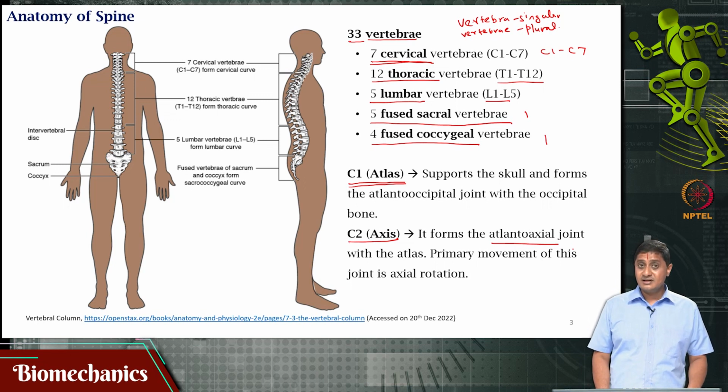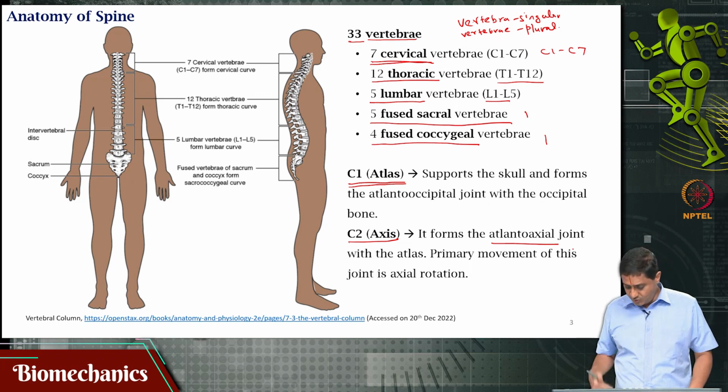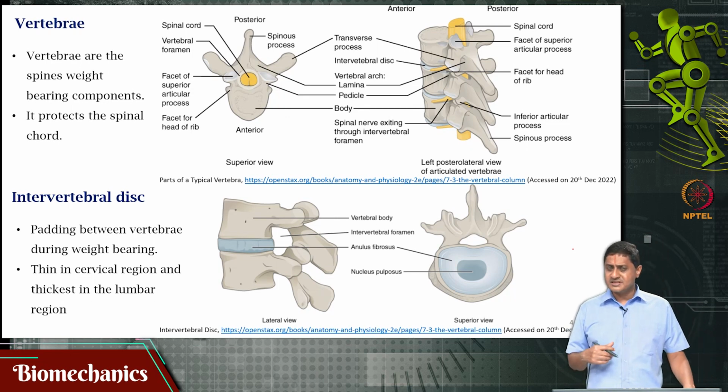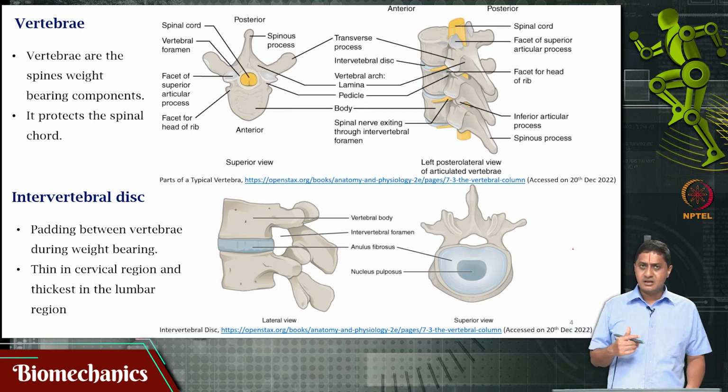So, these are the purposes of the cervical vertebra, or the movements that are possible at the level of the atlanto-occipital joint and the atlanto-axial joint. Let us move on to other vertebra. What are the other vertebra that are there? Thoracic vertebra, lumbar vertebra, sacral vertebra, and then coccygeal vertebra.